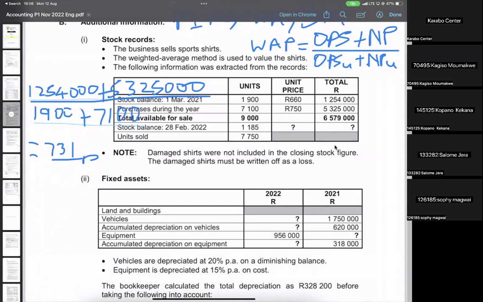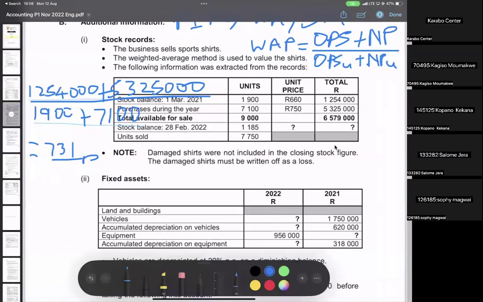So the first thing you have to do, because in this activity they already added your opening stock and your purchases, you have to say 9,000 units minus what we sold, which is 7,750, minus our closing stock, which is 1,185, equals, let's see how many shirts were damaged. So we have 70 shirts that are damaged.